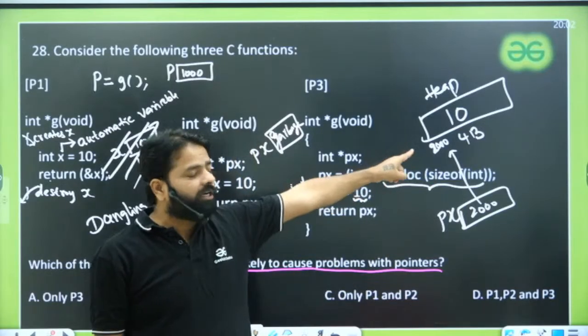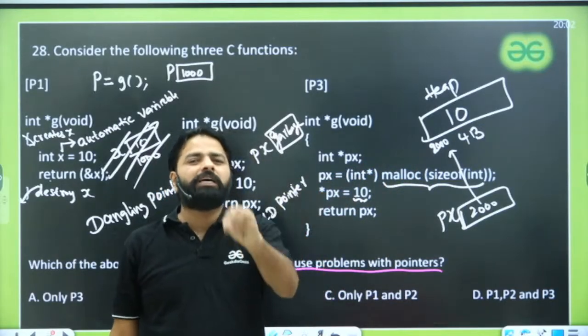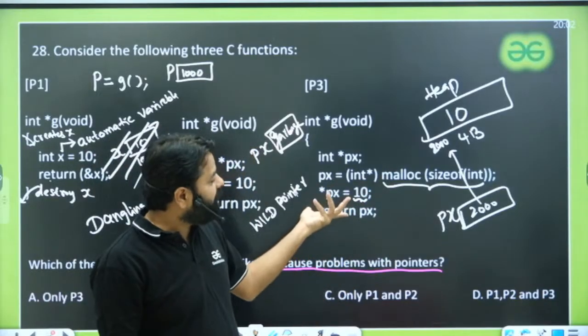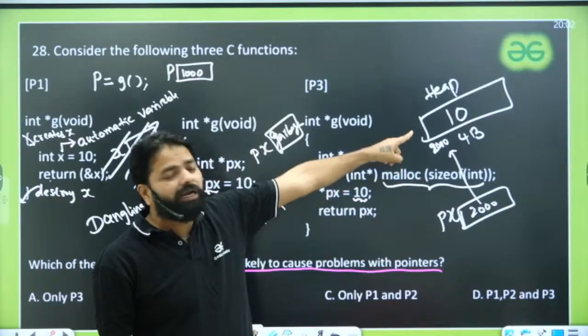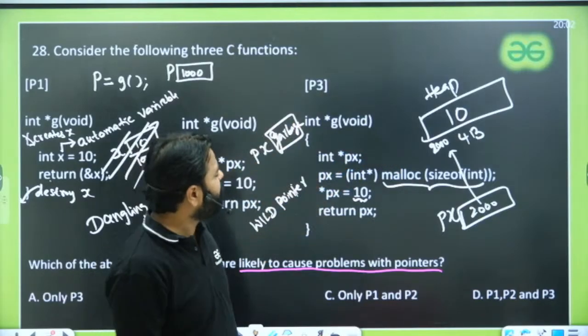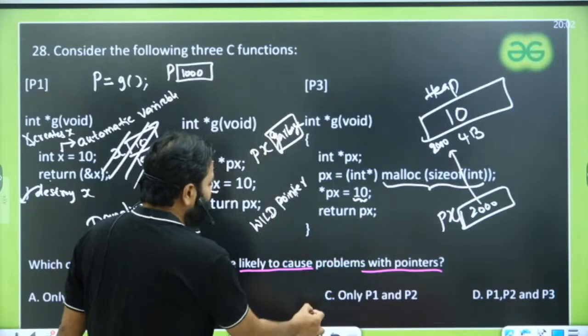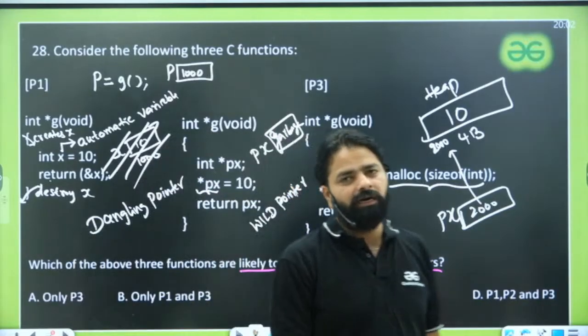Don't lose 2000. If you lose 2000, it is likely to cause a memory leak. Memory leak is another problem. If you don't handle 2000, if you don't return it, a memory leak will happen. This is a good way to write a program, and it will not create any issue. So only P1 and P2 are likely to cause the runtime problems.